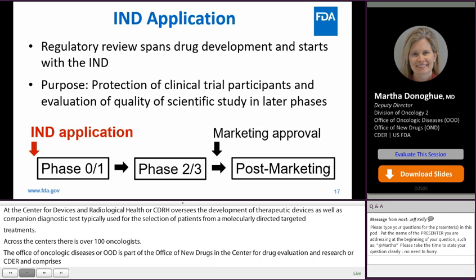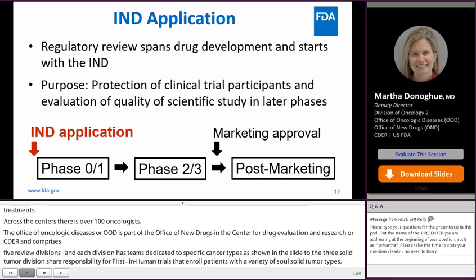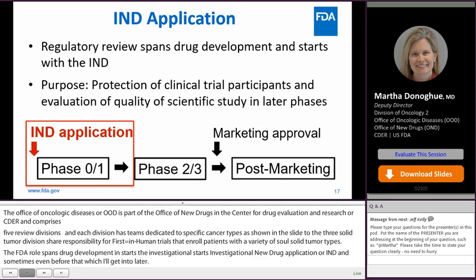The FDA role spans drug development and starts with the investigational new drug application, or IND, and sometimes even before that, which I will get into later. Our focus in the early phases of drug development is primarily the protection of clinical trial participants, and while this is always an important part of our mission, as drug development proceeds to later phases, our evaluation of the quality of scientific investigation of these drugs takes on a greater role in the work we do.